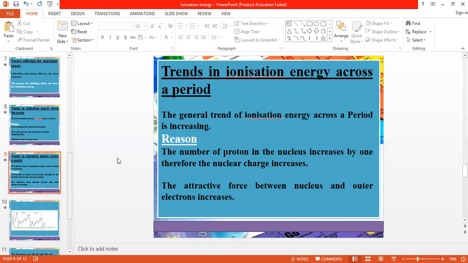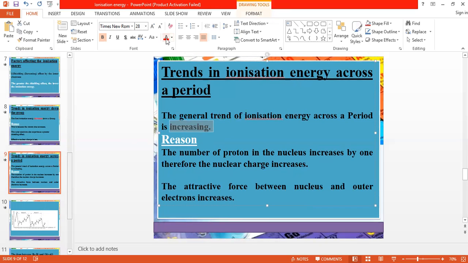Now across a period, from left to right in the periodic table, it increases. From left to right it increases, the reason being the number of protons in a nucleus increases by 1. If the number of protons increases, therefore the nuclear charge increases. If nuclear charge increases, +1 to +2, +3, +4, you saw before in the factors affecting, when nuclear charge increases, ionization energy increases.